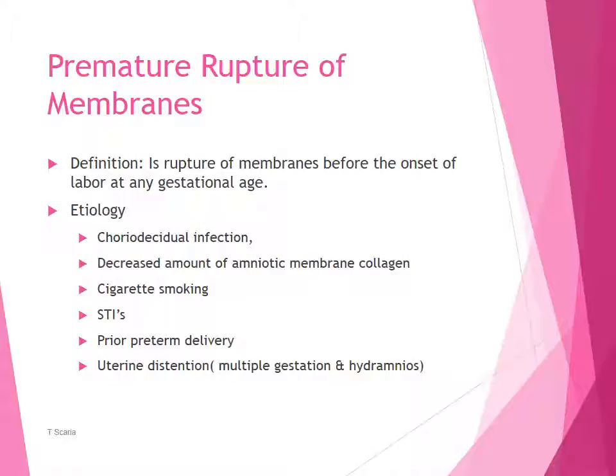Premature rupture of membrane is rupture of membranes before the onset of labor at any gestational age. Etiology of premature rupture of membrane includes choriodecidual infection, decreased amount of amniotic membrane collagen, cigarette smoking, STIs, and preterm delivery if there is any prior history of it, and uterine distension like in multiple gestation and in polyhydramnios.